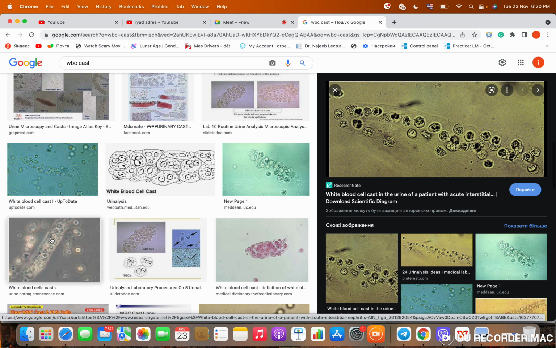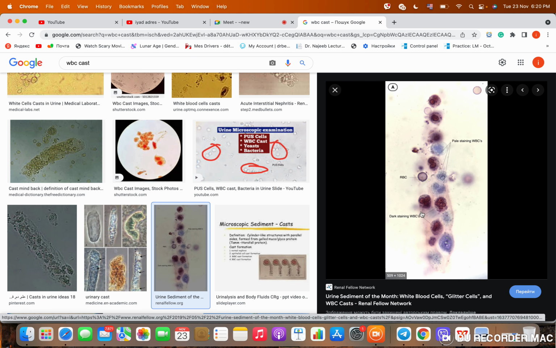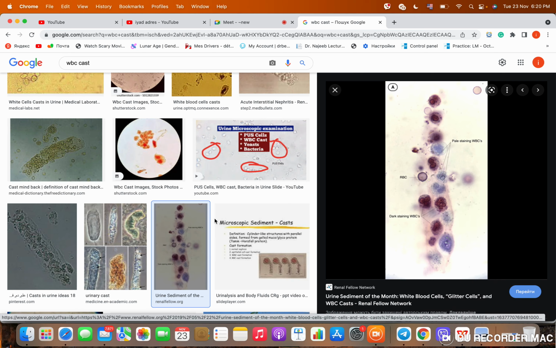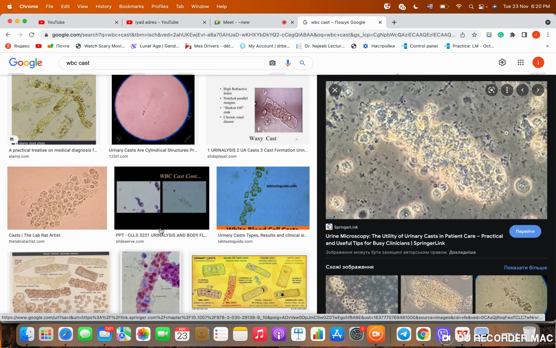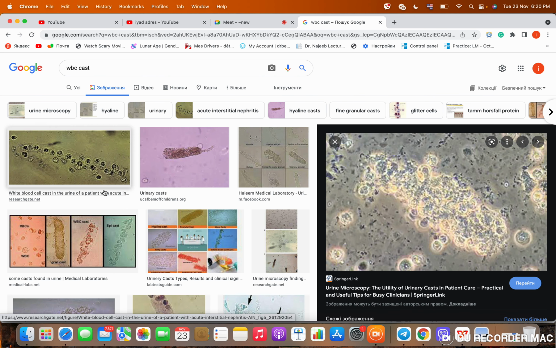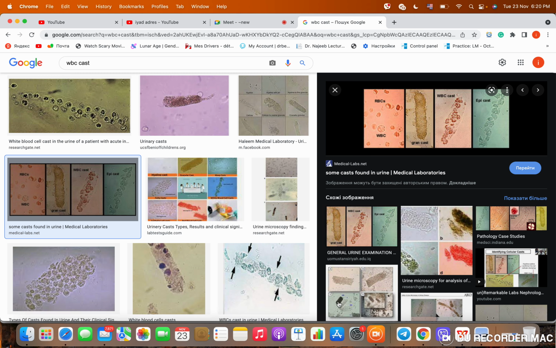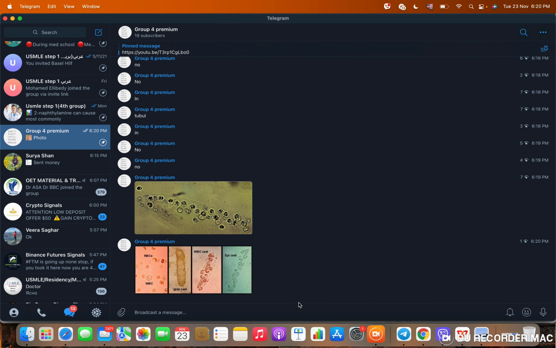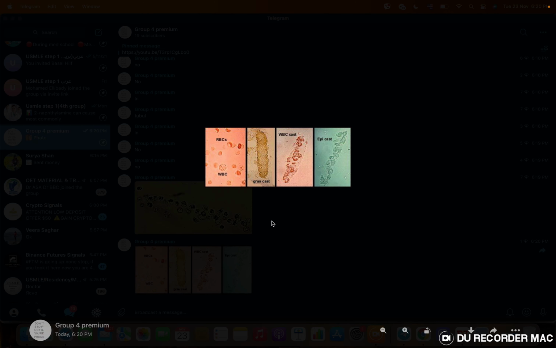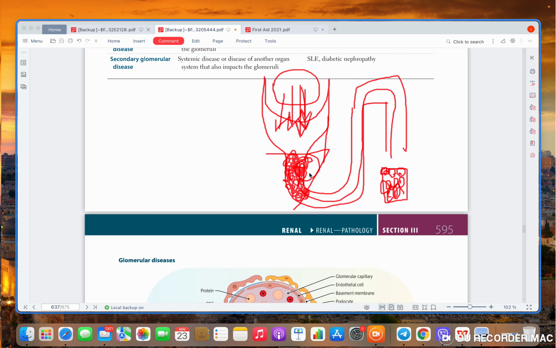Okay, one more picture. So simply, when you have a cast, your main function is to zoom in into it, okay? And when you zoom in, you will be able to see which form of cells it is made out of. So if it was RBC, it's an RBC cast. If it was white blood cells, it's a white blood cell cast. And soon I'm going to tell you about one more type of cast, a granular cast, but let's wait for it for a second.